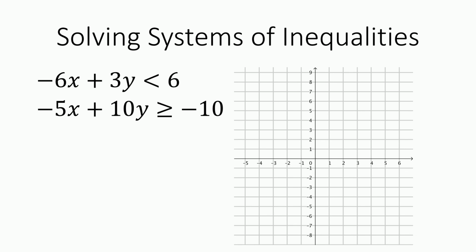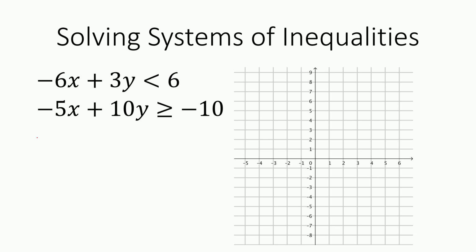So with this one, this is a system that has 2 standard form equations. With this one, we're just going to use the intercepts to graph, and then we're going to shade. So in this case, we're going to have to do some work to find the intercept. So we kind of treat it like an equation first.